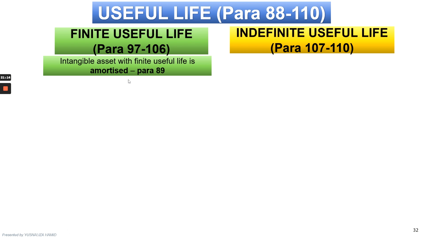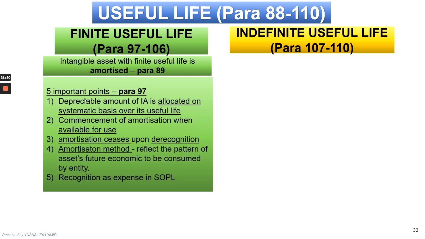Intangible asset with finite useful life will be amortized. Right? Amortized means a charge needs to be made. It will be depreciated, but that depreciable amount is going to be allocated and called amortization, and it is an allocation of that depreciable amount on a systematic basis over useful life. More specifically, this is only for finite useful life. So the amortization will start when the asset is available for use, and it will stop when the asset is derecognized. So it will cease.